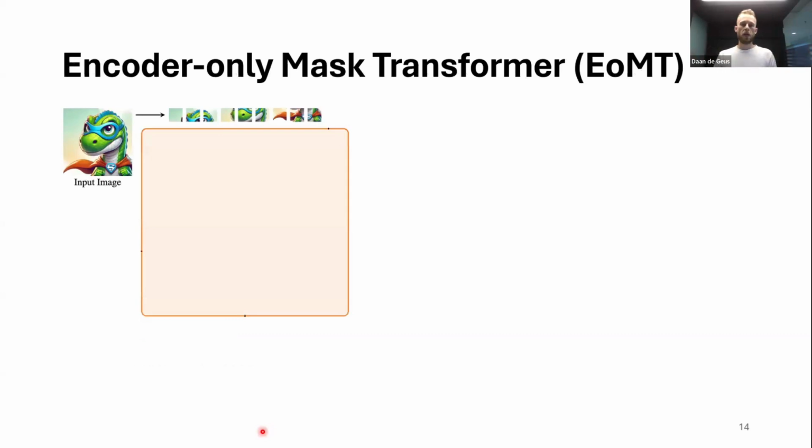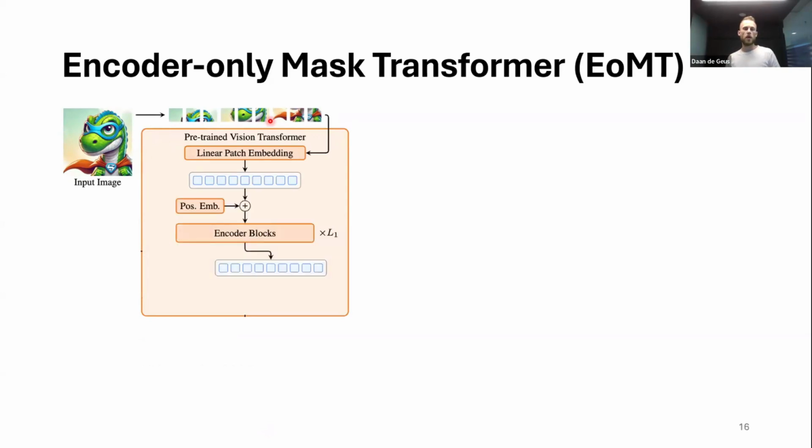In the beginning, EoMT, which is our encoder-only mask transformer, which is how we call it, works the same as any regular vision transformer. We take an input image, divide it into patches, and then linearly project each of these patches into a patch token. So far, this is all standard. The next part is also standard, where we add a positional encoding, and we apply the first L1 encoder blocks. In practice for a ViT-Large, this is the first 20 out of 24 encoder blocks.